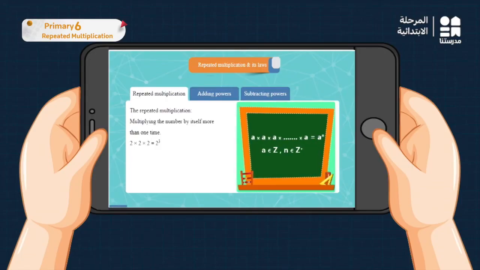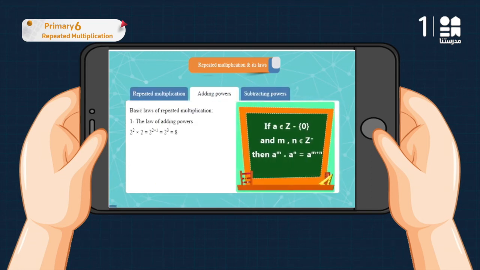Hi friends! In this lesson, you have learned about repeated multiplication, which is multiplying a number by itself more than one time. For example, 2 multiplied by 2 multiplied by 2 equals 2 to the power 3. And we also learned its basic laws, which are adding powers and subtracting powers. In the law of adding powers, we can add powers if the base is the same in the multiplication operation. For example, 2 to the power 2 multiplied by 2 equals 2 to the power 3, which equals 8.